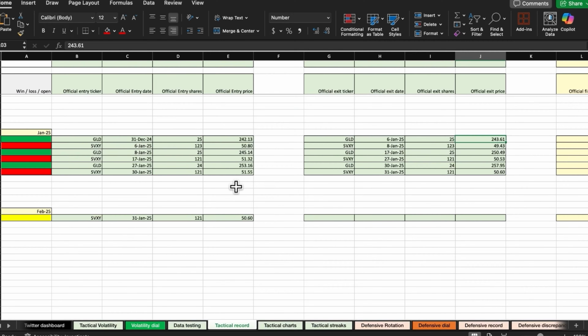Pretty basic, of course, but remember, these are tactical strategies. We sell one position and we enter a new position the same day. So we sold the gold here, and on the same day, we entered short volatility again on the 6th of January. This is a purchase, 123 shares, 50.80.